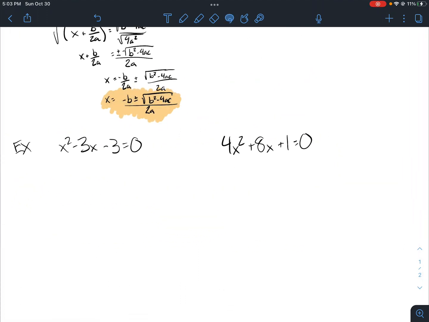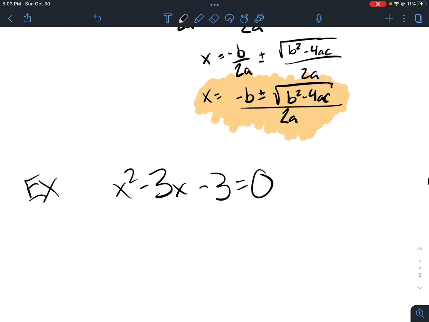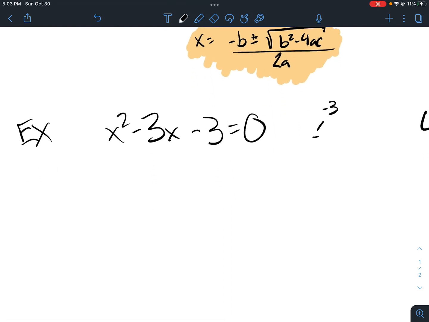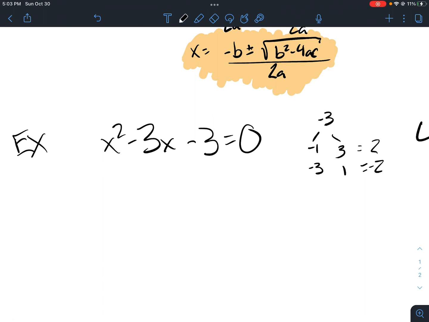So let's look at these two. If you notice with these problems, we can't factor them. There are no two factors of negative 3 that add up to negative 3, because the only factors are going to be negative 1 and 3, and then negative 3 and 1. And those add up to positive 2 and negative 2. So what we can do is use our quadratic formula.